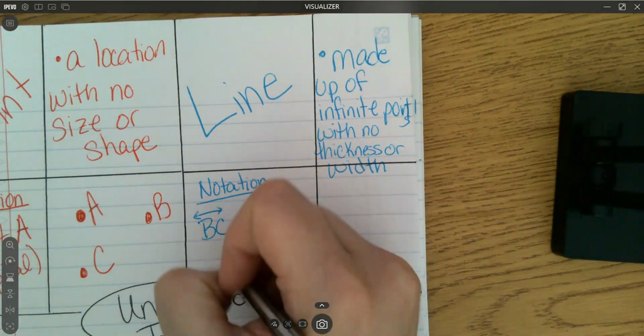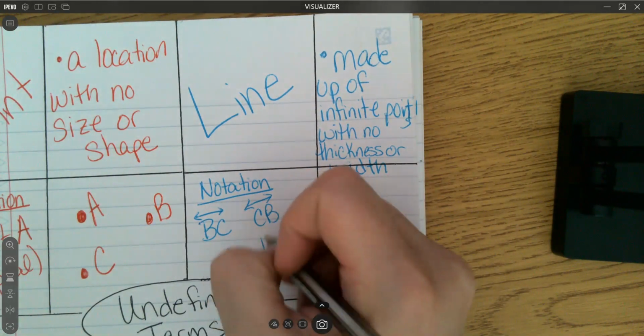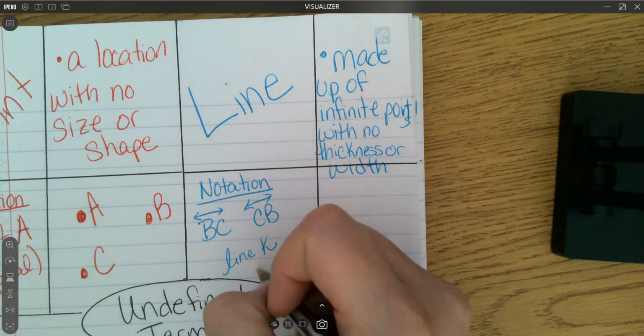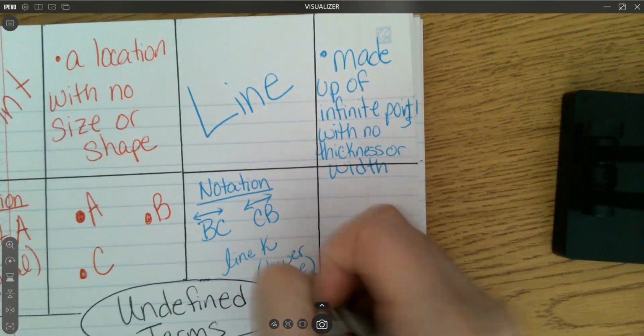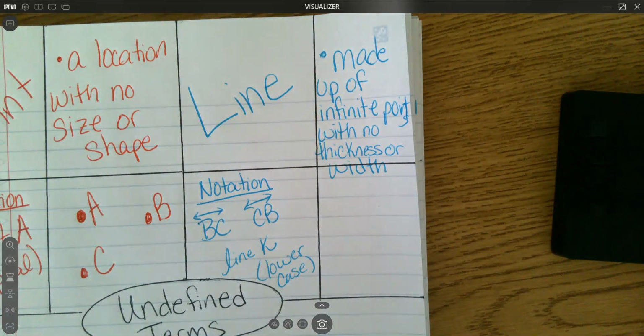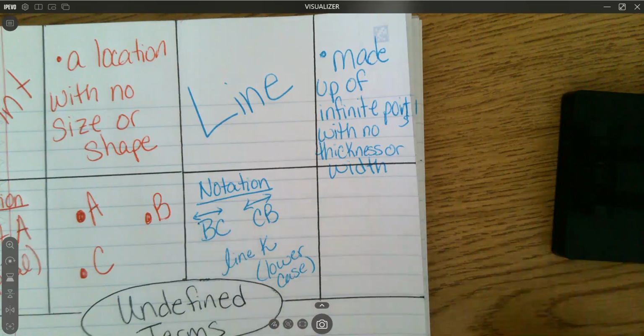Or you could actually see it written as line, and they might say line K. But your K in this case will be lowercase. So if they use the word line and then a letter, the letter is lowercase. If they use points off of the line, points are capital, that's how I know that those are points, we have to draw the notation of a line above it.